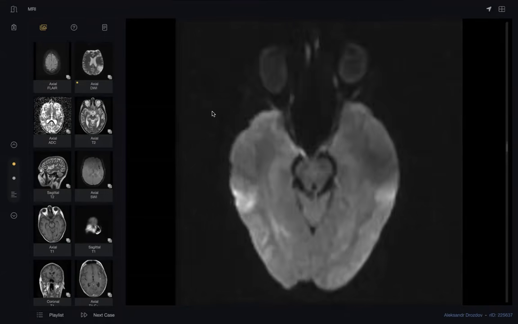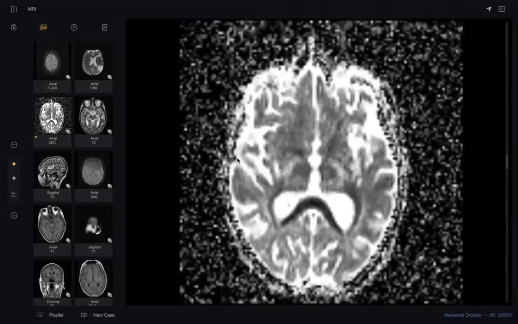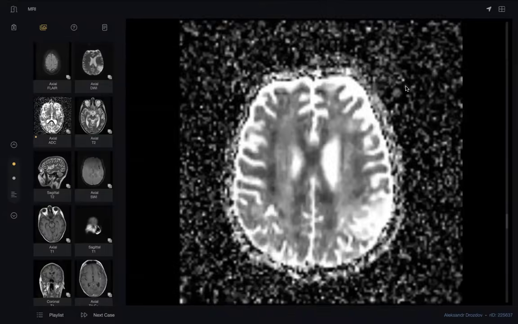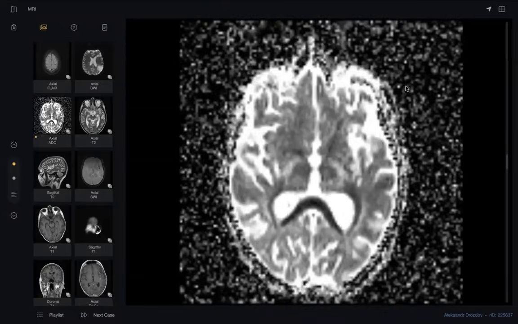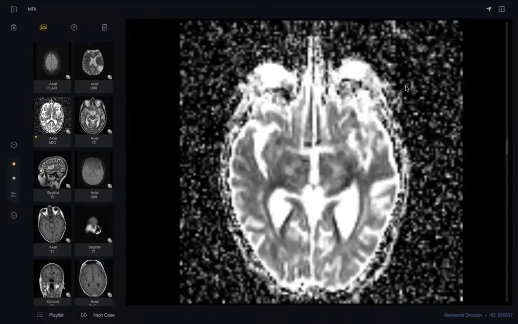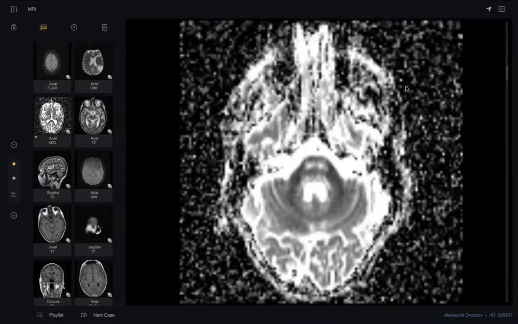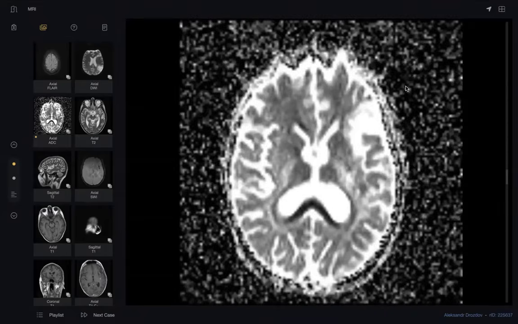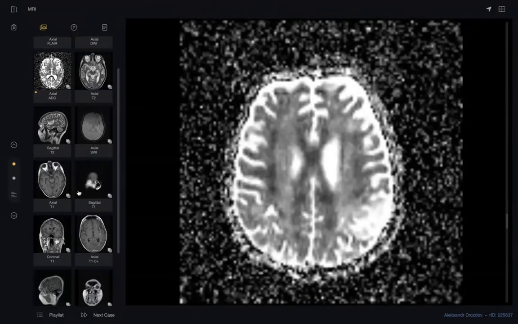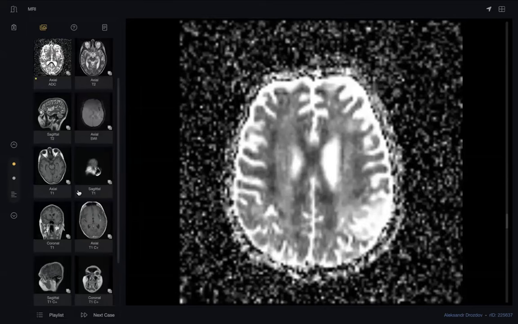I would confirm them on ADC, whether they are getting low or not. Most of them are confirmed except this left-sided one. I can appreciate that they are not becoming that low. So I think this is facilitated diffusion.